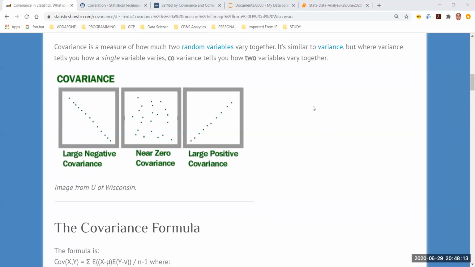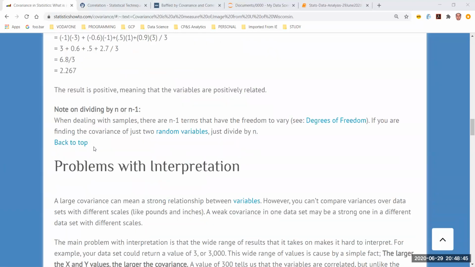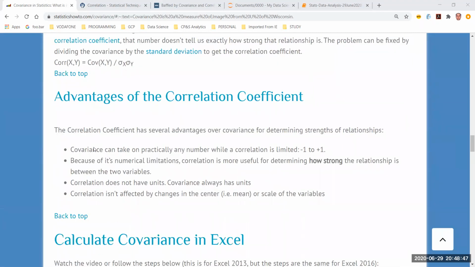Covariance simply gives you a value. It's a measure of how much two random variables vary together. It is similar to variance, but variance works on a single variable, while covariance works on two variables, right? Now, if the value is very near to 0, on the positive side as well as the negative side, this is what we are going to get. The other thing we need to note is that if the value is negative, there will be a large negative covariance. Now, keeping this in mind, let's proceed with the next set.